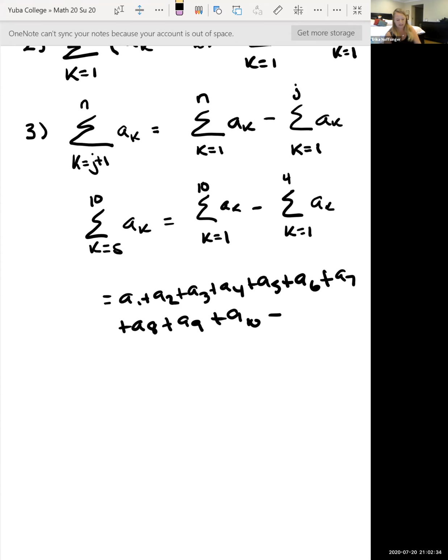Minus, and this would say I would be subtracting off all the terms from the first term up to the fourth term. So minus a sub 1, minus a sub 2, minus a sub 3, minus a sub 4. When I look at this, notice what cancels out what I want. This negative a sub 1 with this a sub 1, this a sub 2 with this a sub 2, this a sub 3 with this a sub 3, a sub 4 with a sub 4. And so this now gives me an example where I'm looking at just the fifth term up to the 10th term.